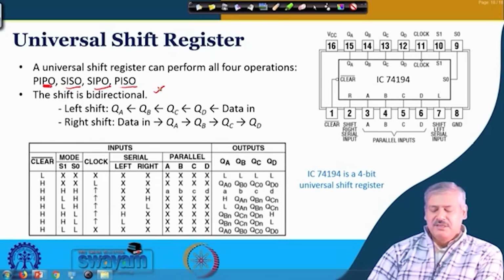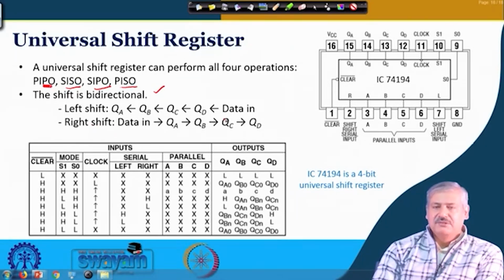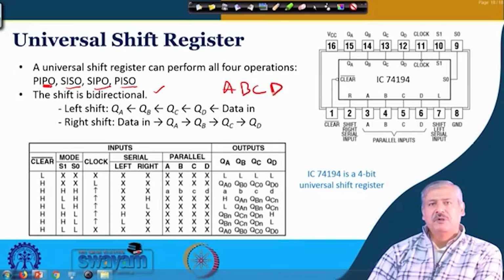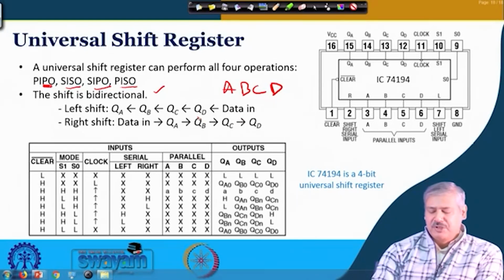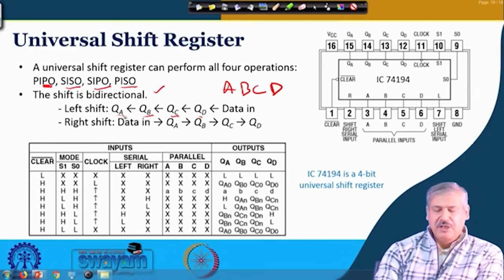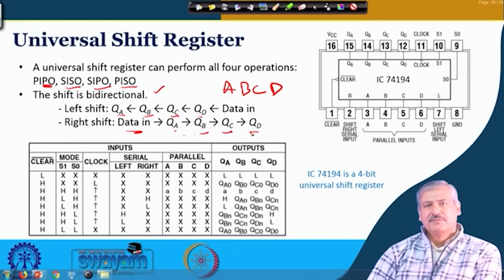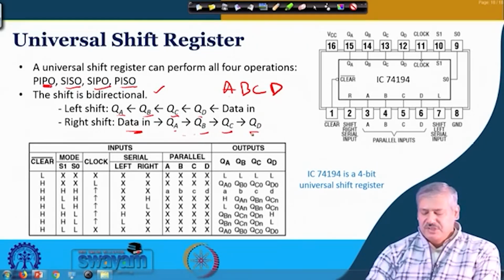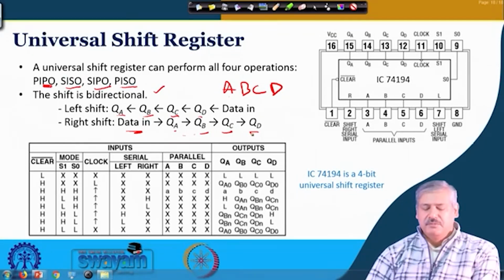That means data can have a left shift. If the flip flops are organized as A, B, C, D, data can come to QD, then QC, QB and QA; this is the way it can be shifted with the clock. Or it can have a right shift, where data is coming to QA and then QA goes to QB, then QC and QD. Is it okay? So, this is the bidirectional shift that is possible in the universal shift register.